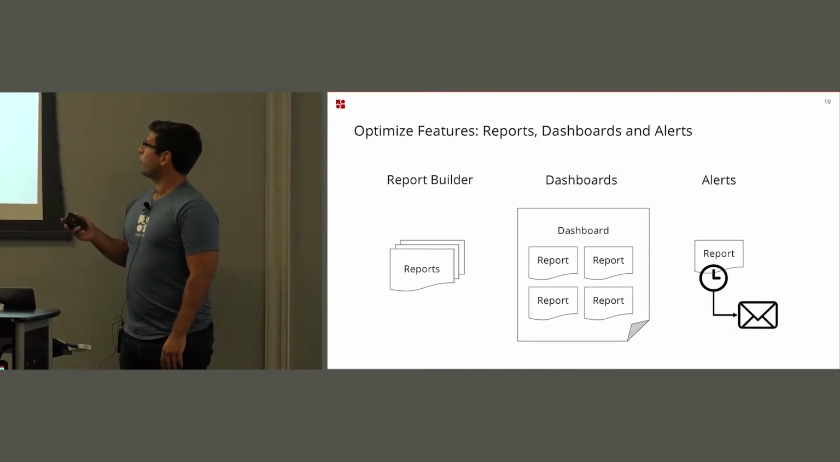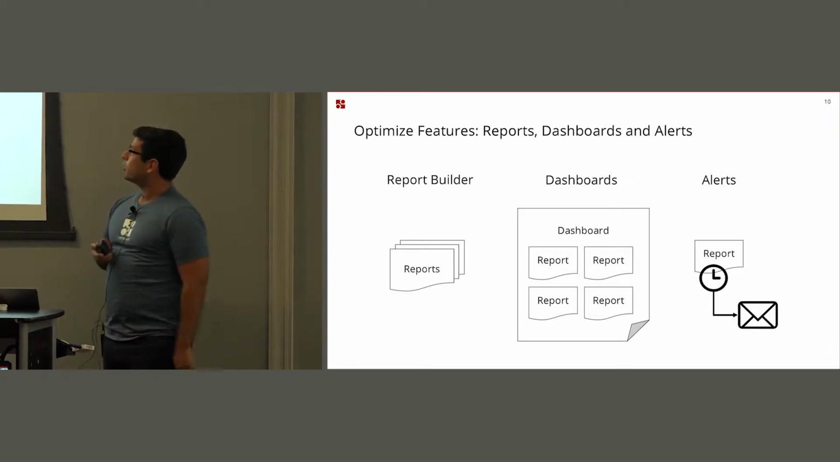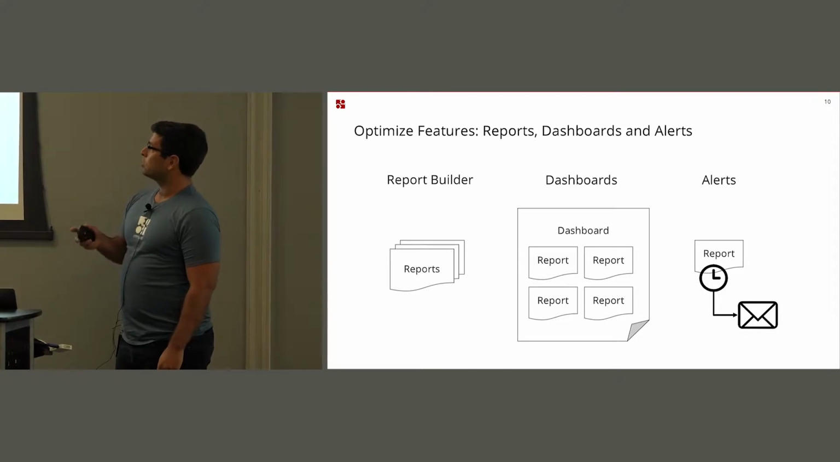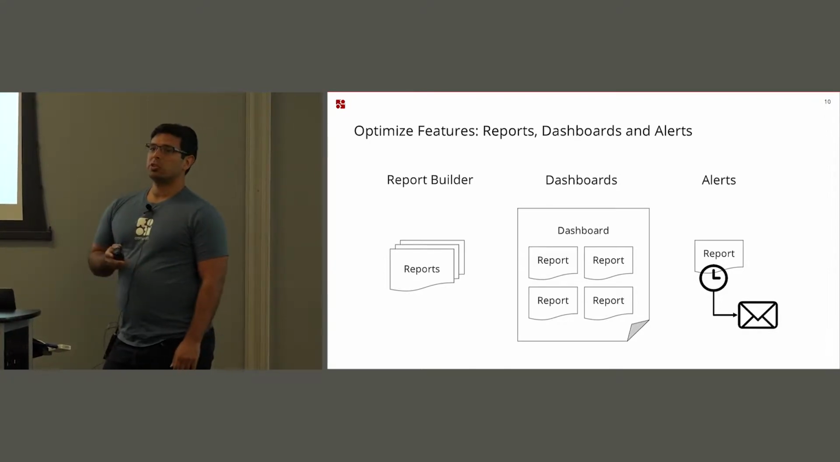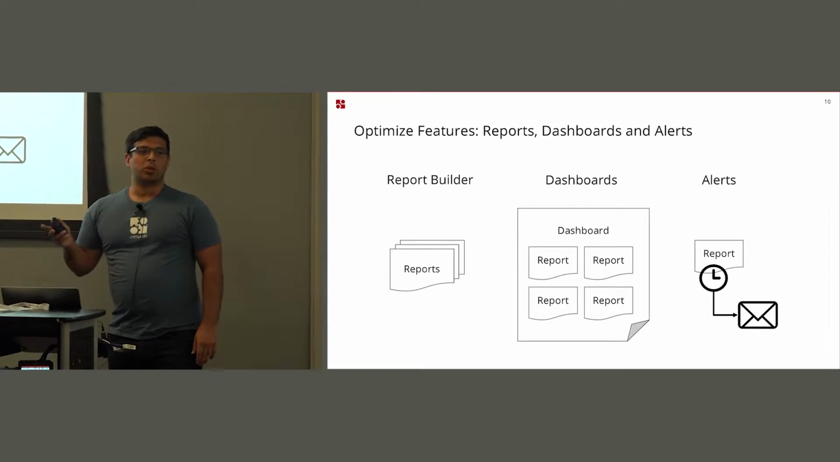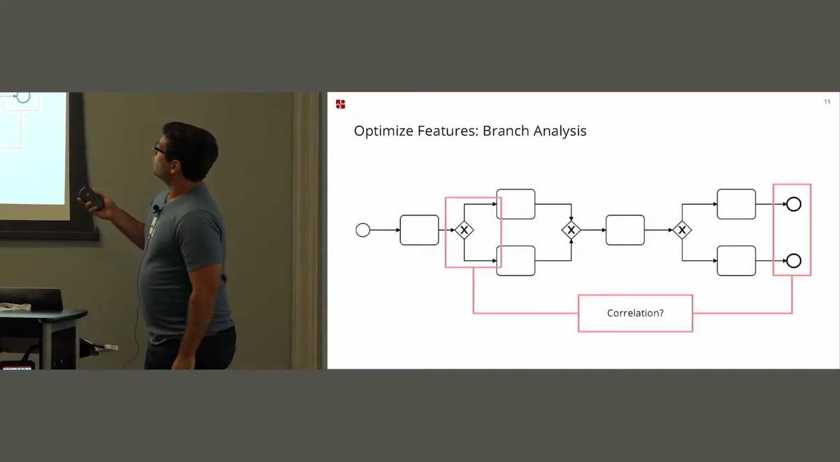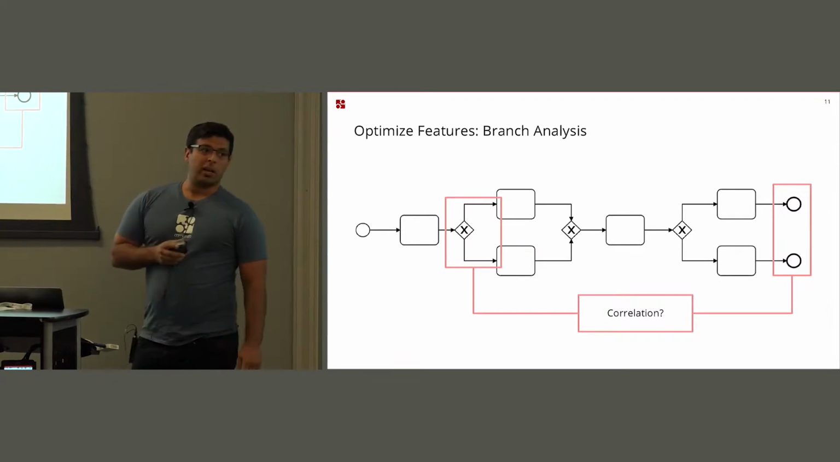All right, so these are some of the things that we're going to look at in the demo. We're going to look at how to work with reports, how to build reports. We're going to look at some dashboards, how to get alerted when some performance goals are not met. And we're also going to do some quick branch analysis.